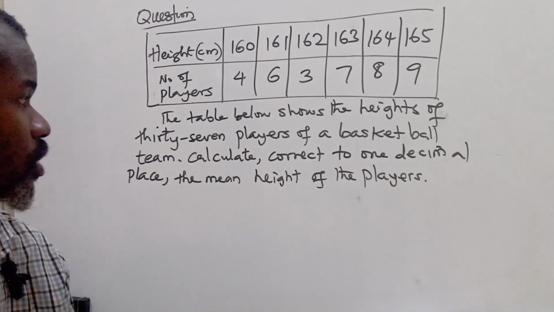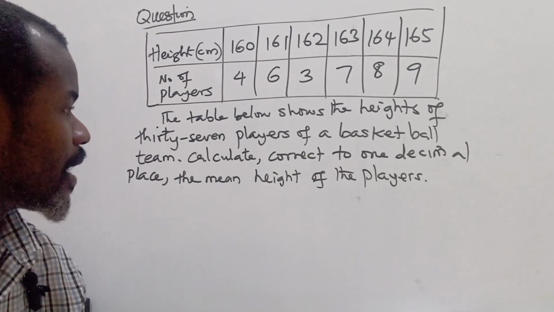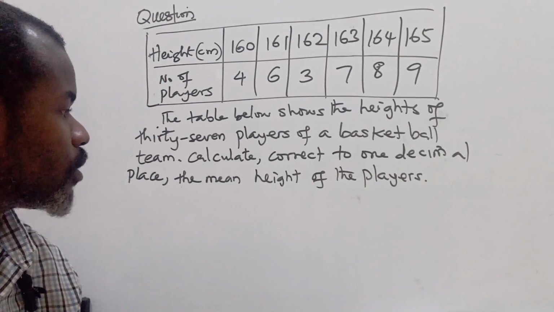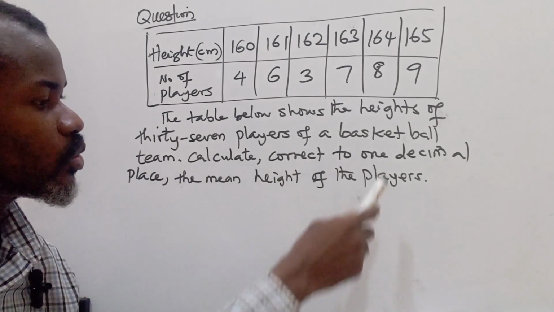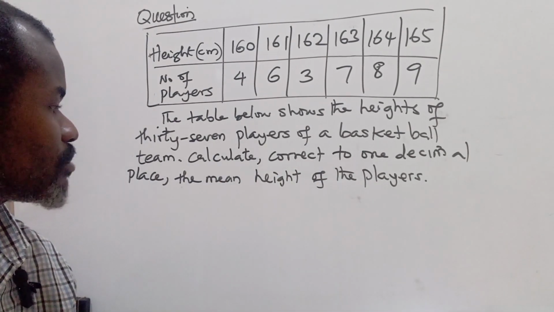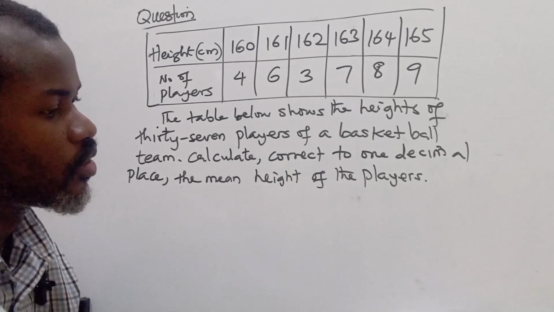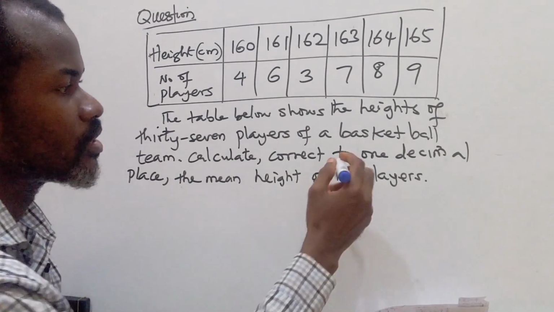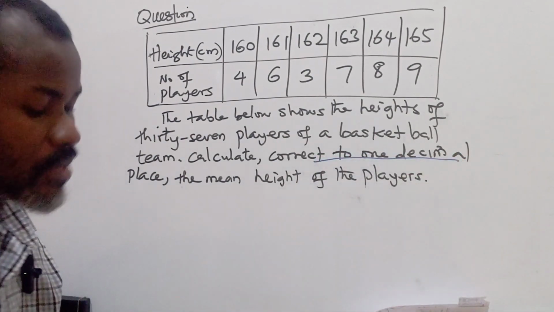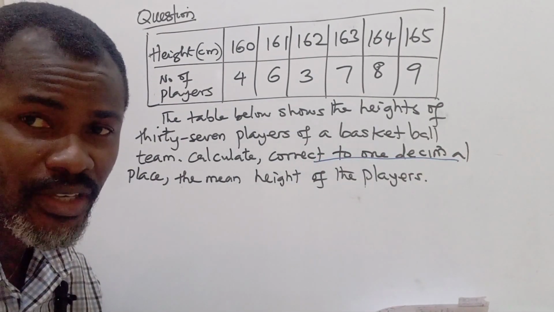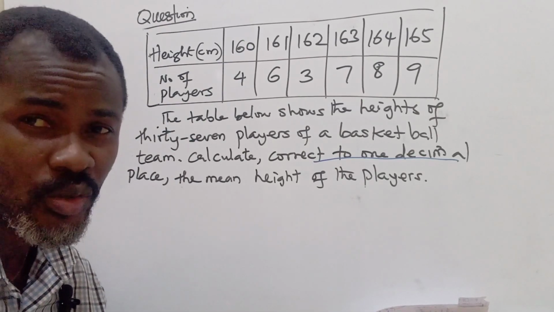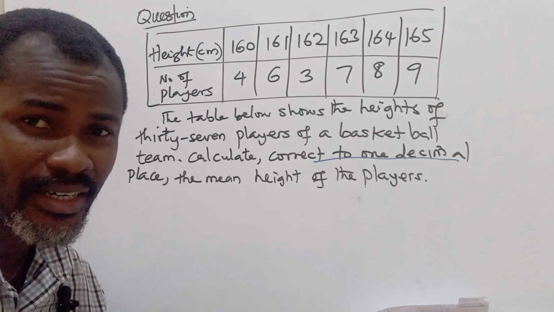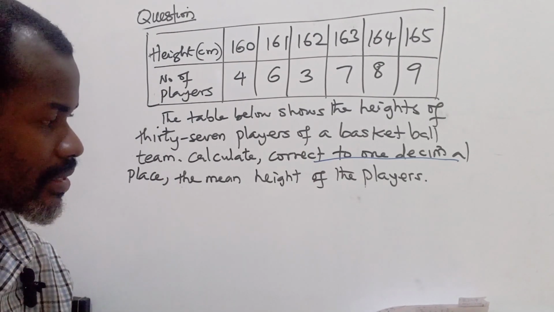So the question says the table below shows the heights of 36 players of a basketball team. Calculate, correct to one decimal place, the mean height of the players. We don't have to forget this: the question says calculate correct to one decimal place. Whenever you are given questions with that condition, you don't apply it yet, because you are going to apply it at your final answer. So let's go to our solution.